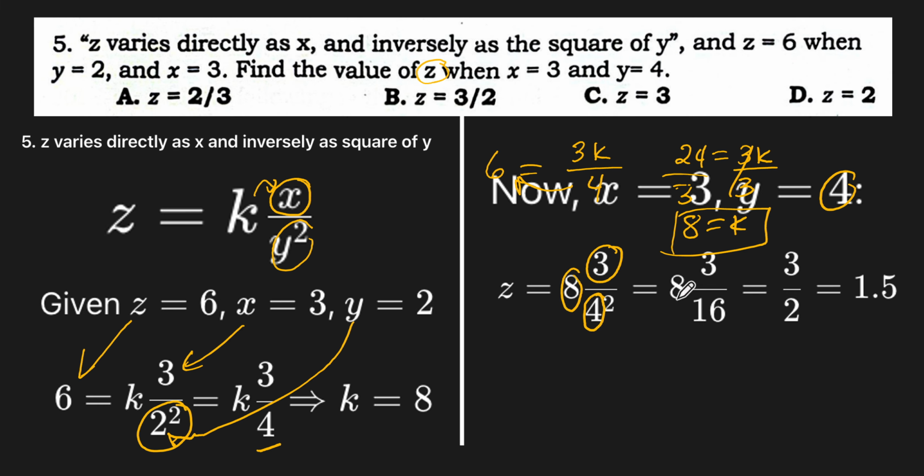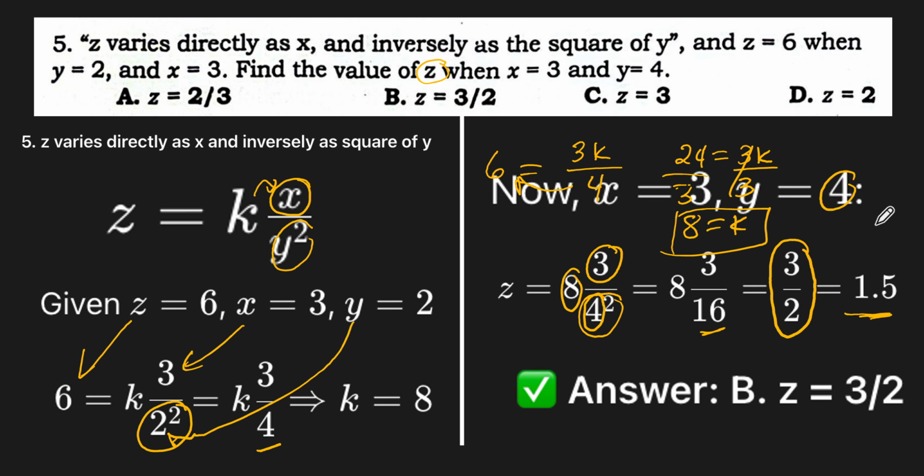So we have 8 times 3 over 16, because 4 squared is 16. And then we multiply them, and then simplify it, get the lowest term. You can use your calculator if you want to. So 3 over 2 would be the simplest form, or the lowest term. Or if you write it in the decimal form, 1.5. So the final answer here would be letter B, 3 over 2.